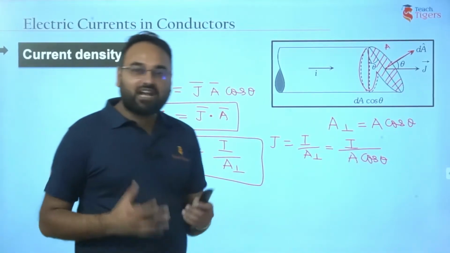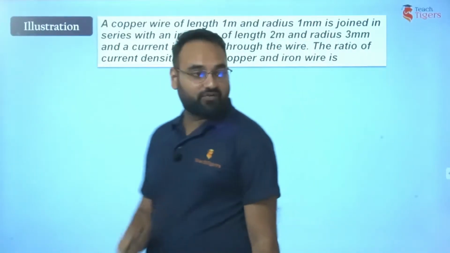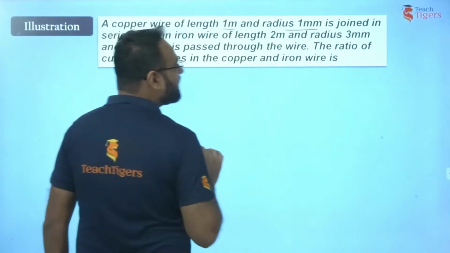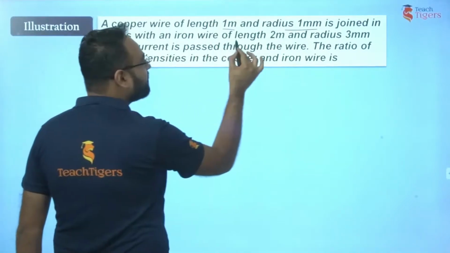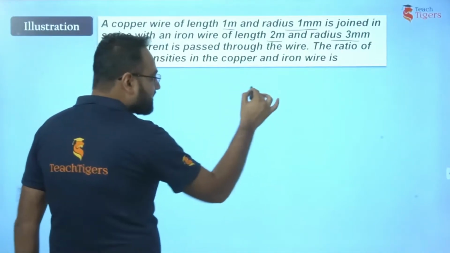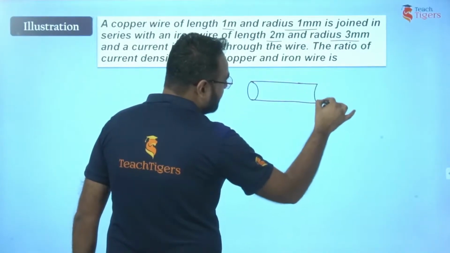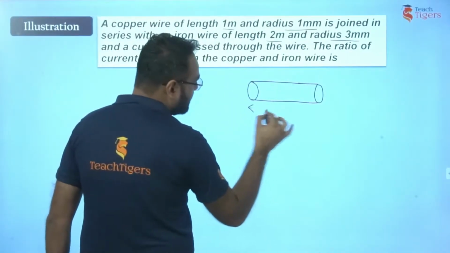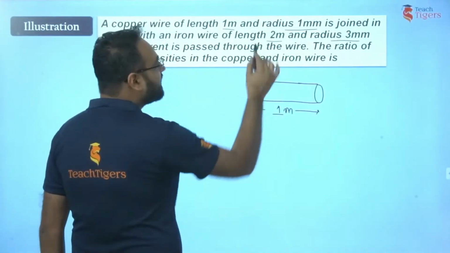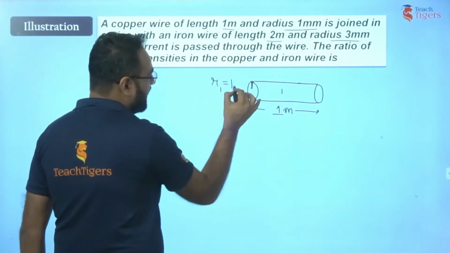Now let's take up an illustration based on this. It says a copper wire of length 1 meter and radius 1 mm is joined in series with an iron wire of length 2 meter and radius 3 mm. Let's picture it down. This is my copper wire, and we are given that the length of this copper wire is 1 meter. The radius we are given is 1 mm. Let it be R1, so R1 is 1 mm.